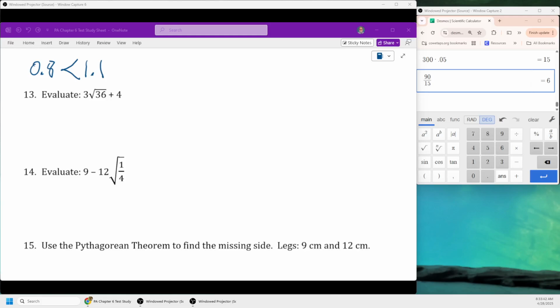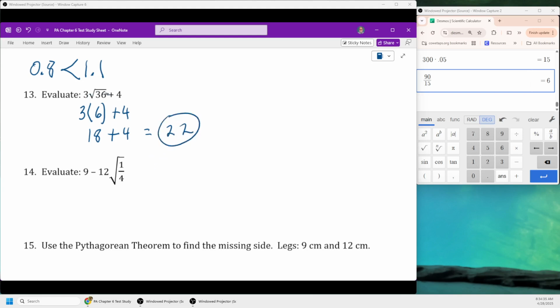Okay, so let's look at number 13 together. On number 13, yes, you can put it in your calculator, but I also want you to know how it works. Whenever you have a number next to the radical, that's like a grouping thing. So what is the square root of 36? The square root of 36 is 6. So 3 times 6 is 18, and 18 plus 4 is 22. So you should have gotten 22 on that.